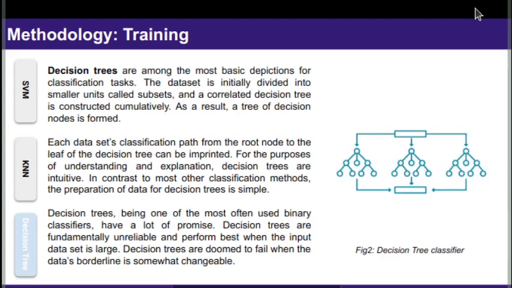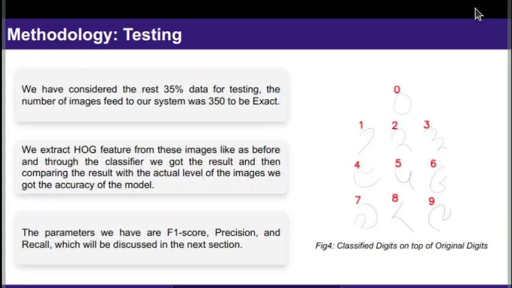Another approach we have tried is decision trees, which divide the dataset into smaller subsets, and a correlated decision tree is constructed cumulatively. As a result, the tree decision nodes are formed, but decision trees are fundamentally unreliable and perform best when the input data is large. In our case, which is not, that wasn't enough, so it didn't perform well.